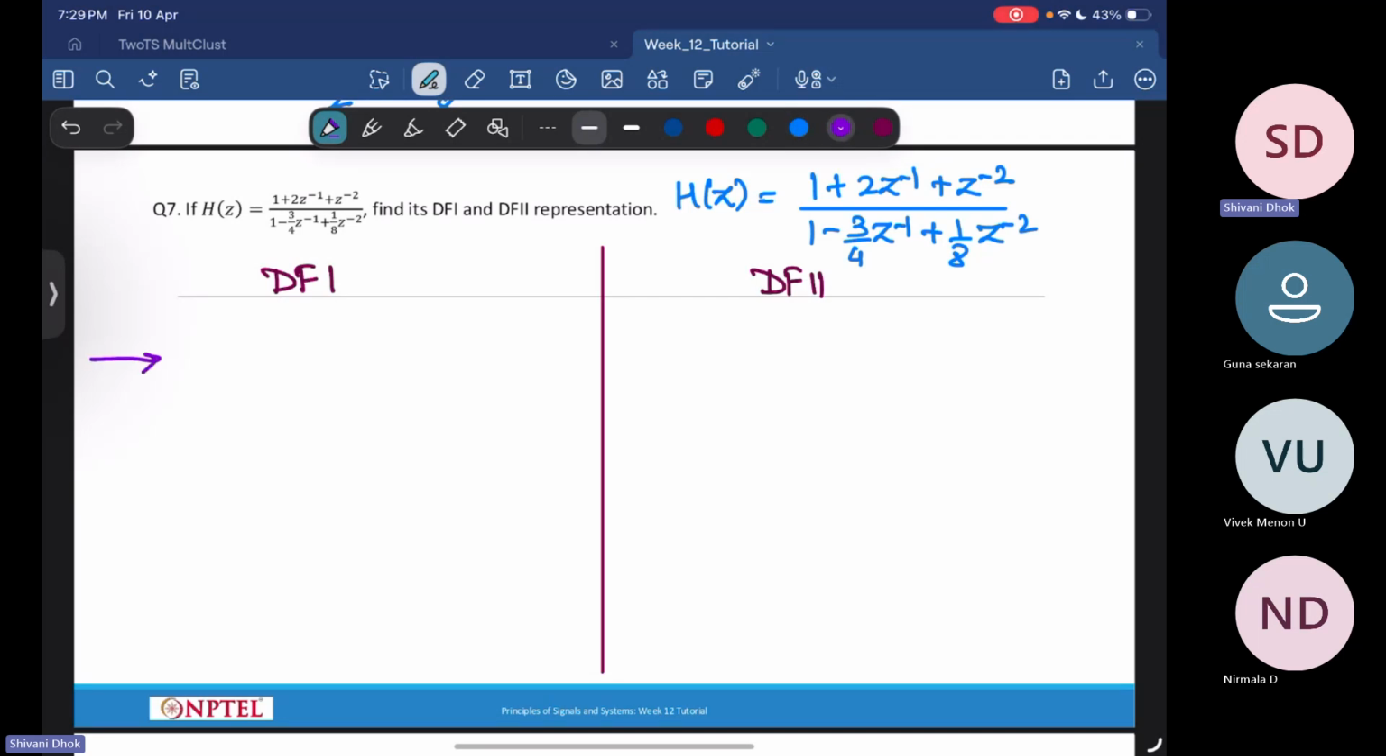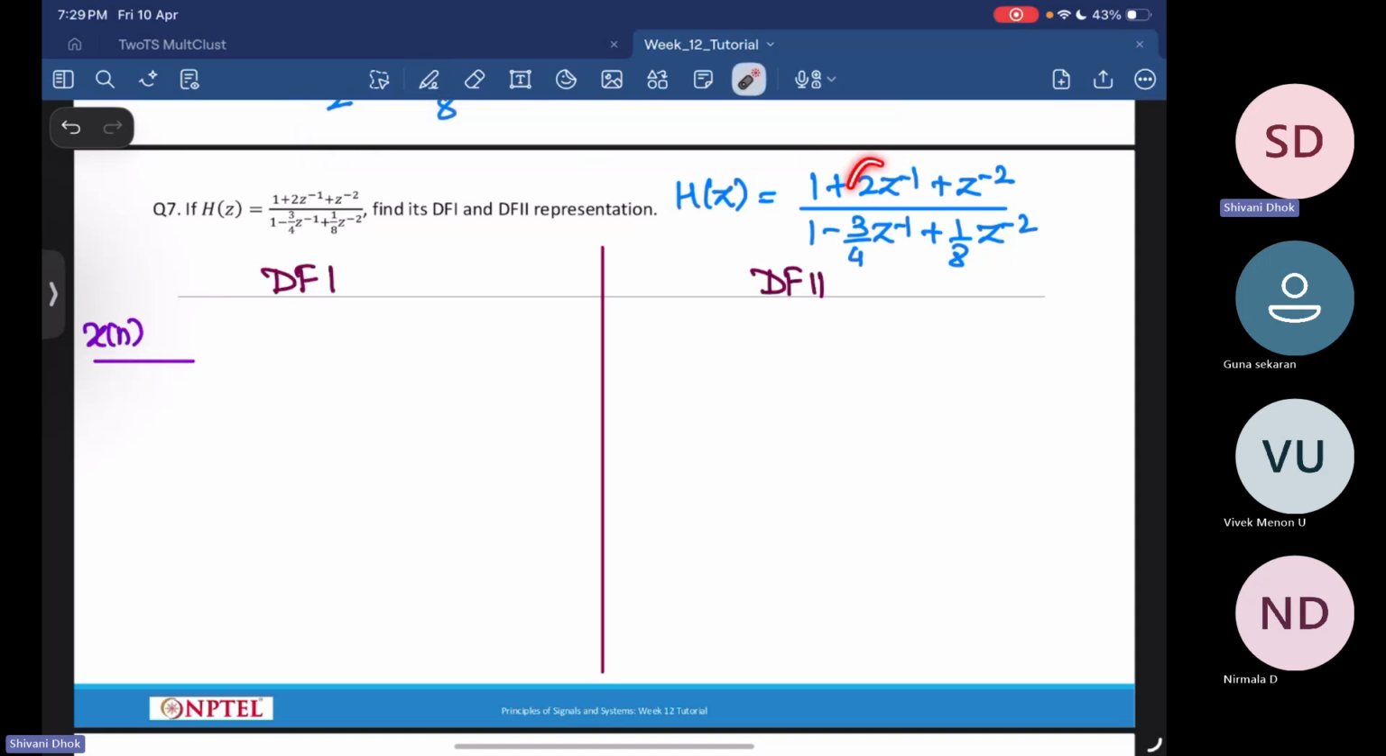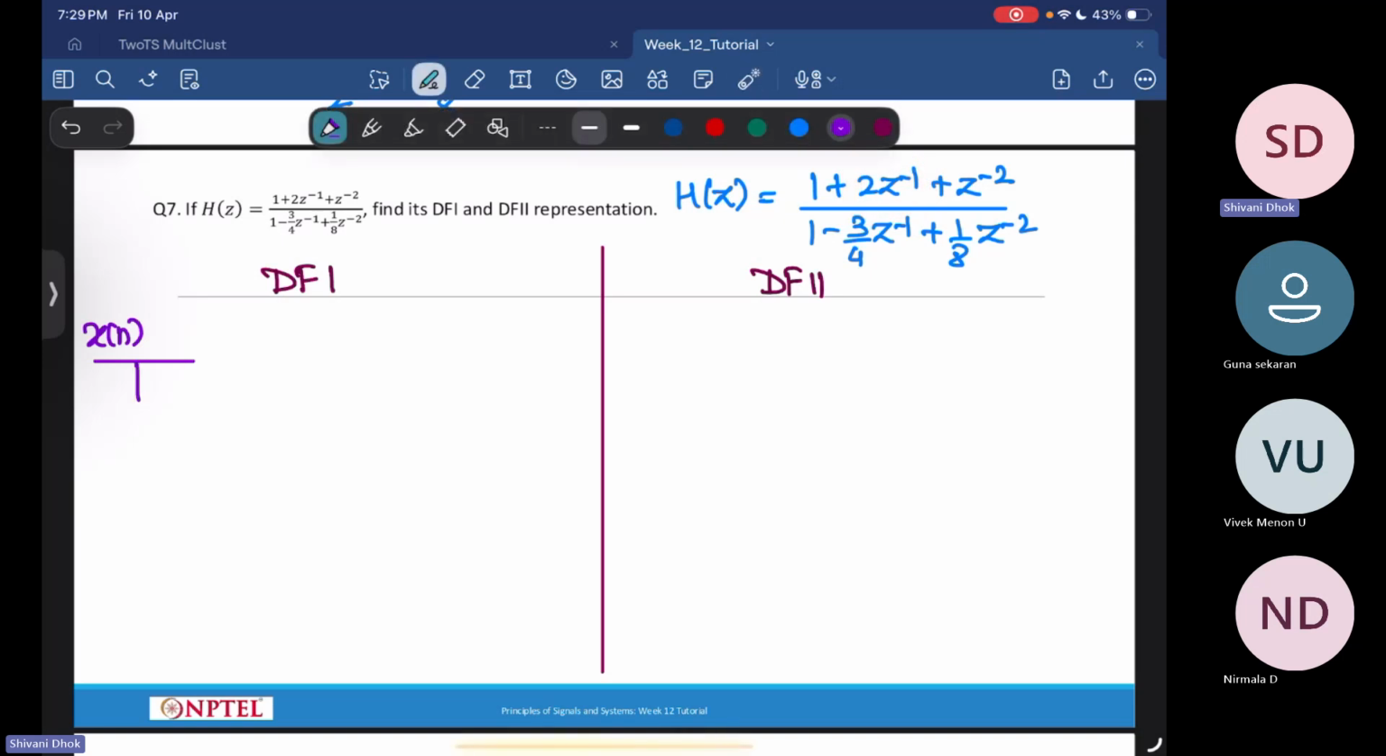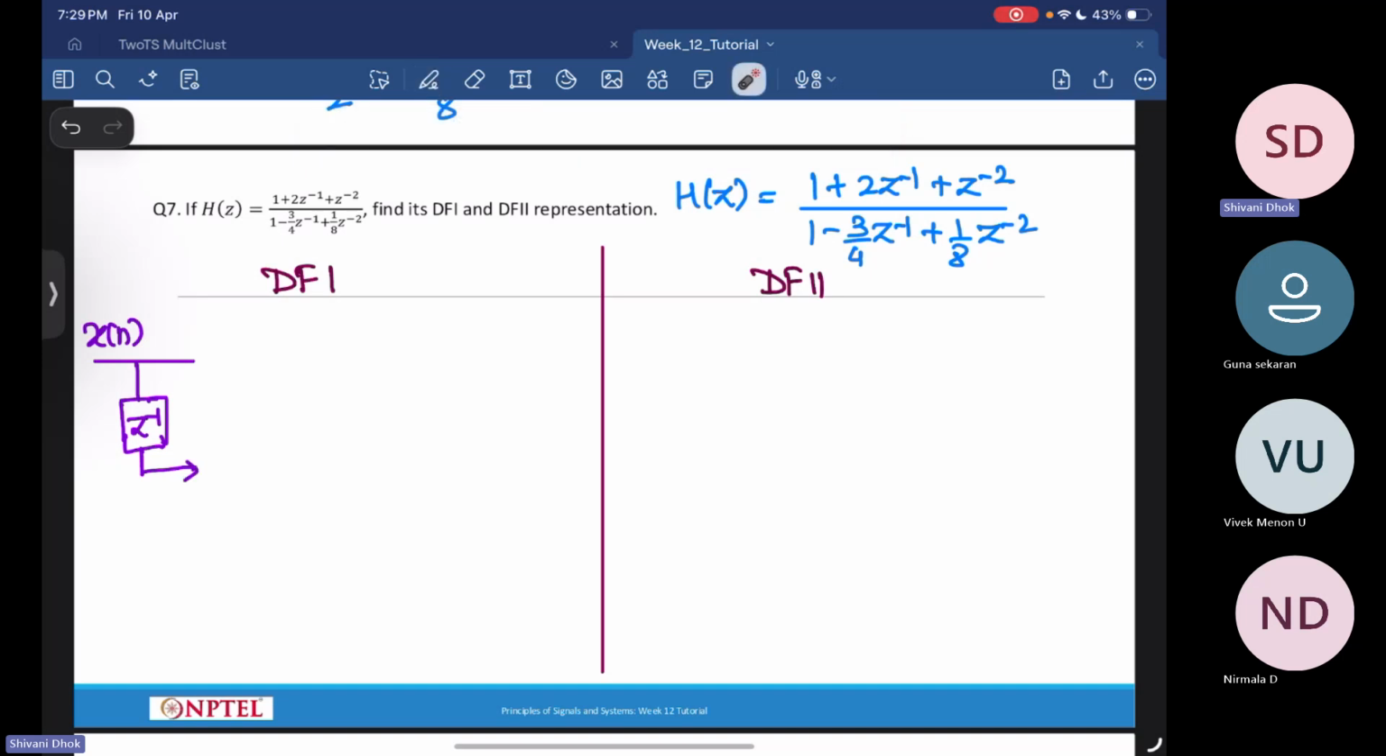So here you have x of n, you have your x of n, then you have 2z inverse. So first you get x of n minus 1 by z inverse. That gets scaled by a factor of what? 2.